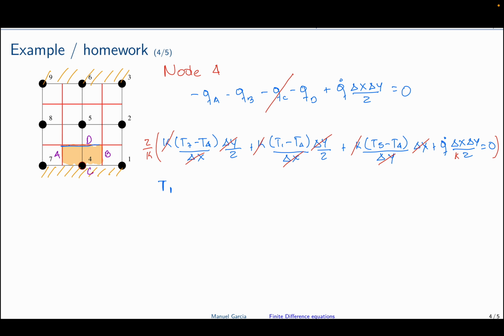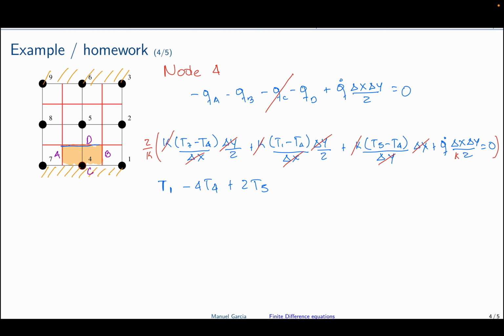So we have minus 2T4 multiplied by 2, 4T4. And next, T5. We have T5, and this T5 is just 1, but it's multiplied by 2. So plus 2T5.